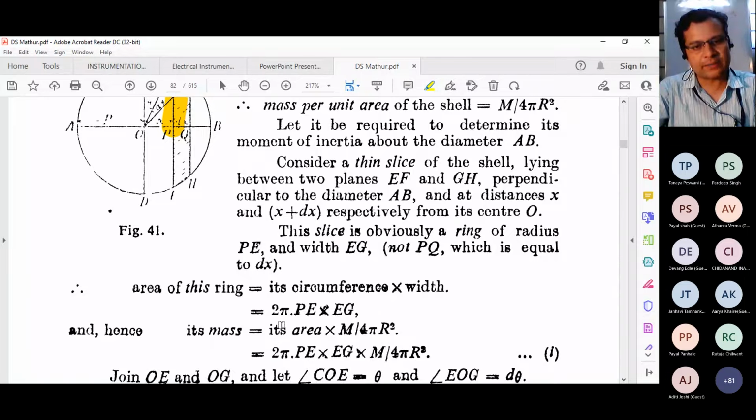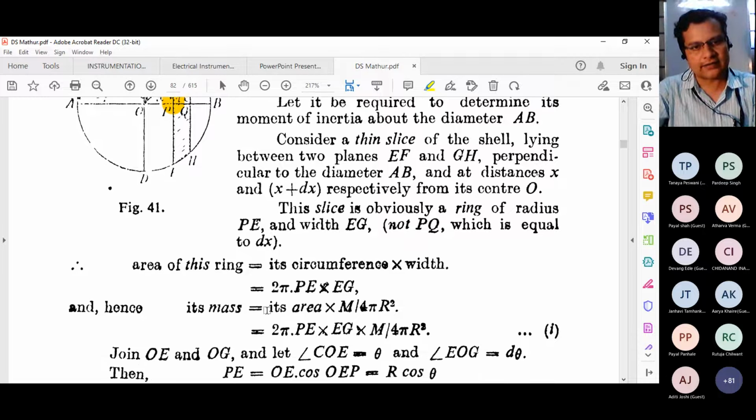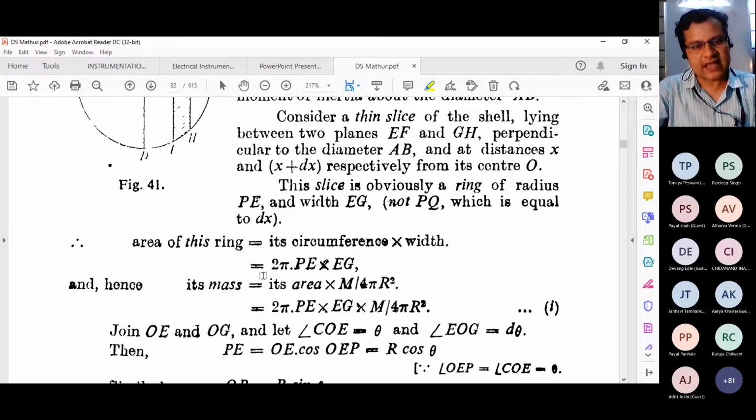So geometrically, 2 pi PE means 2 pi R, that is the circumference. The area is equal to circumference into width. So 2 pi PE EG is the area of that ring, that small portion or slice. The mass per unit area of the whole shell is m upon 4 pi R square, into the area 2 pi PE EG, which gives me the complete mass of that ring. What we did was multiply the area of the ring with the total mass per unit area of that particular shell. That gives me the mass of that particular slice or ring.